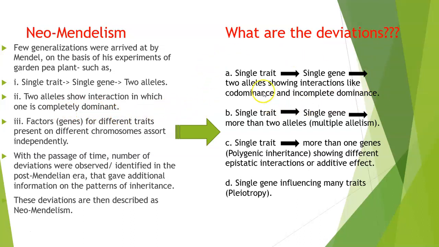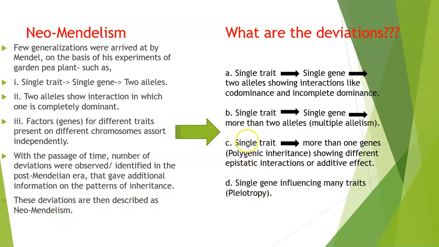But in neo-Mendelism, we come across a deviation, that is, a single trait, a single gene, but the two alleles show interactions which do not follow the law of dominance, that is, they show a phenomenon called codominance and incomplete dominance. Next observation of Mendel's experiments: the factors, that are genes for different traits present on different chromosomes, are sorted independently. With passage of time, a number of deviations were observed and identified in the post-Mendelian era, that gave additional information on the patterns of inheritance. Now these deviations are described as neo-Mendelism.